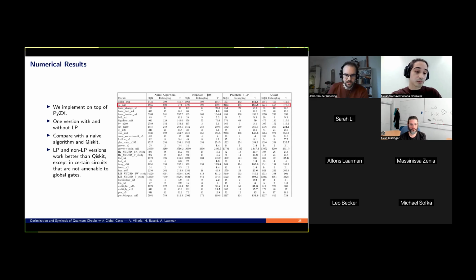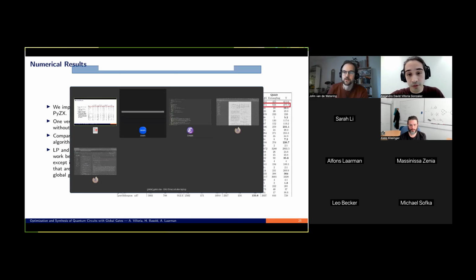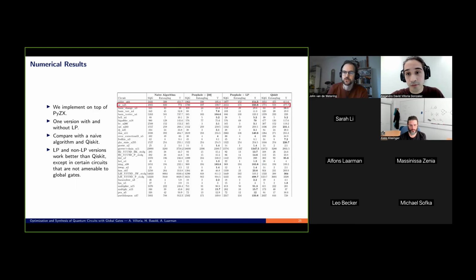Okay. I saw there was a question in the chat by Leo Becker. How does the amount of qubits used in the global gates change error rates? So I'm guessing this is about your error model or how costly such a gate actually would be.